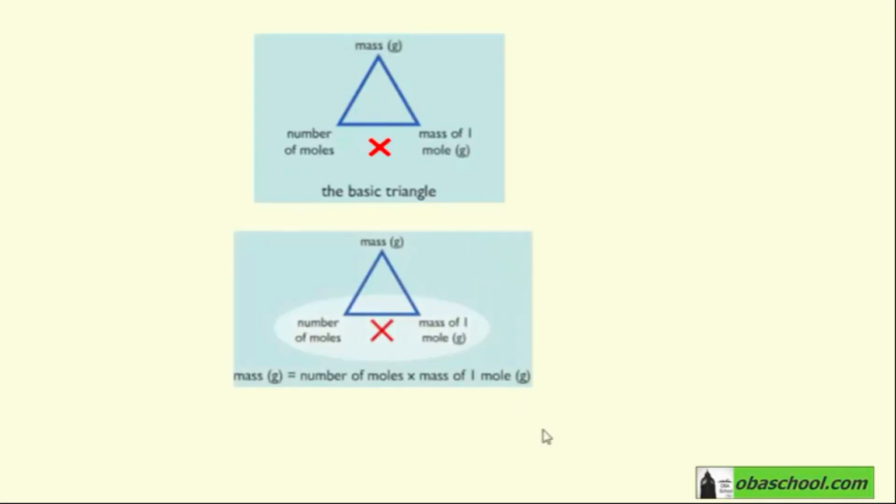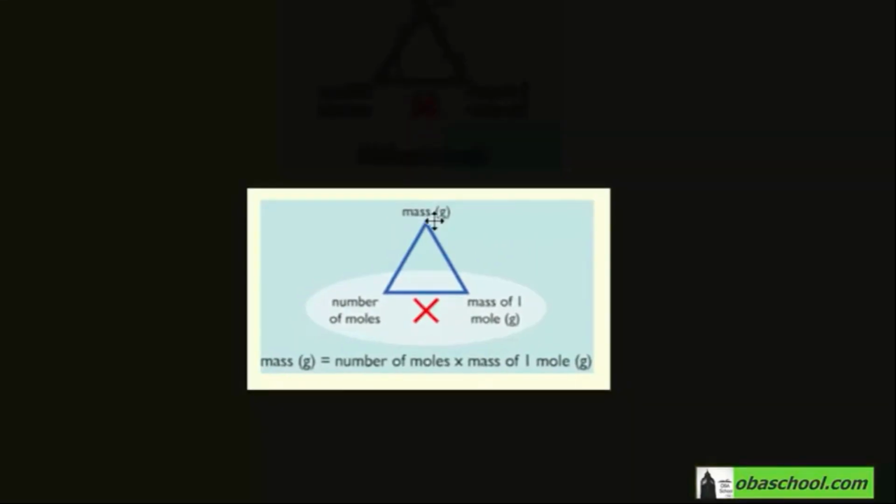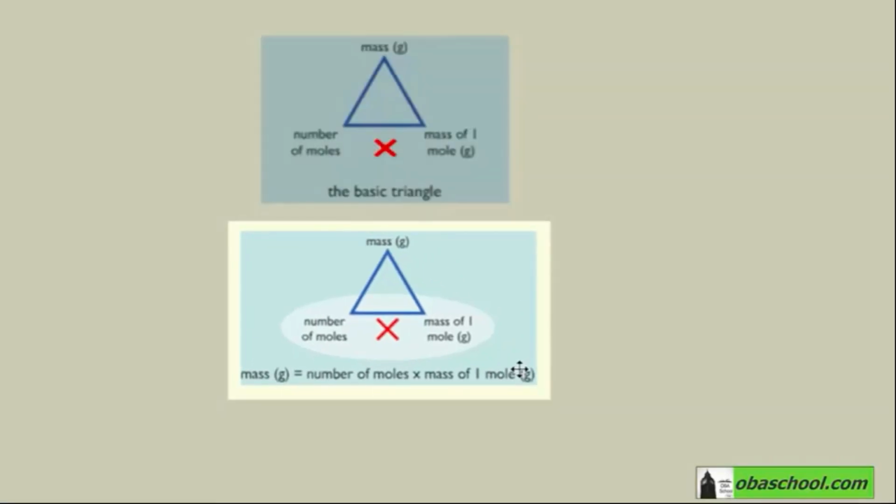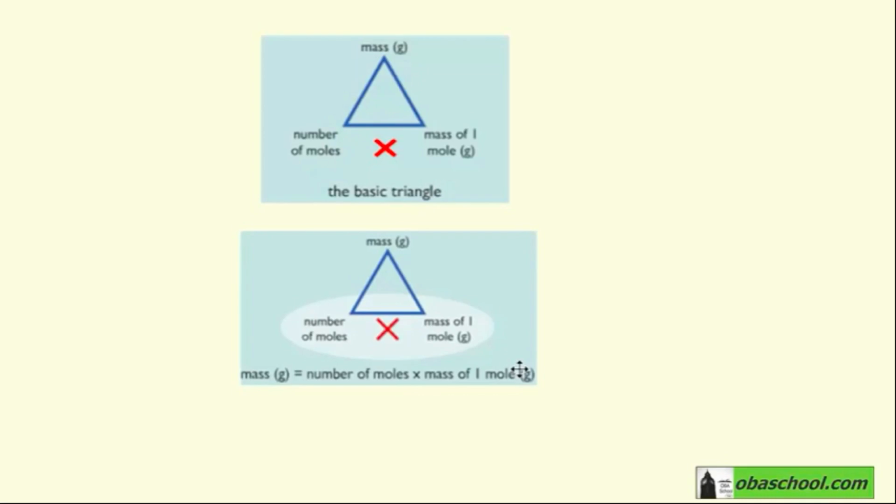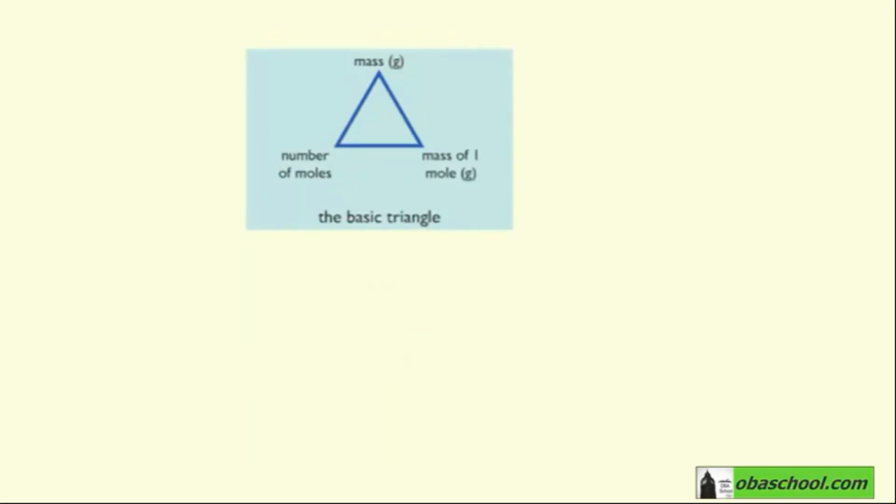This figure is found in our books. So we hide the mass and we're left with the number of moles multiplied by the mass of 1 mole. So the formula is mass in grams equals number of moles times mass of 1 mole. So from the main formula, we obtained another formula to find the mass. Now they might ask us to find the number of moles. Similarly, we draw the triangle and distribute the mass and the mass of 1 mole in their places.